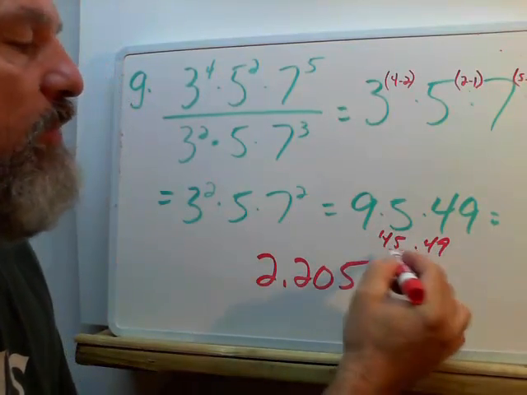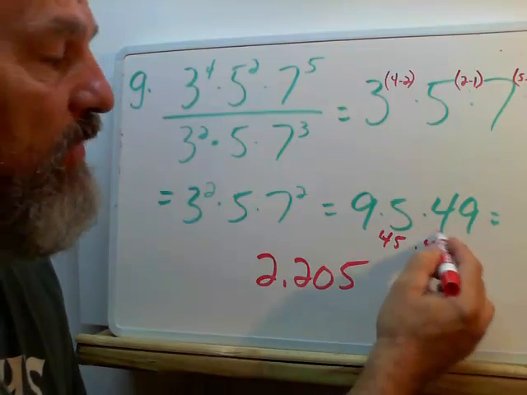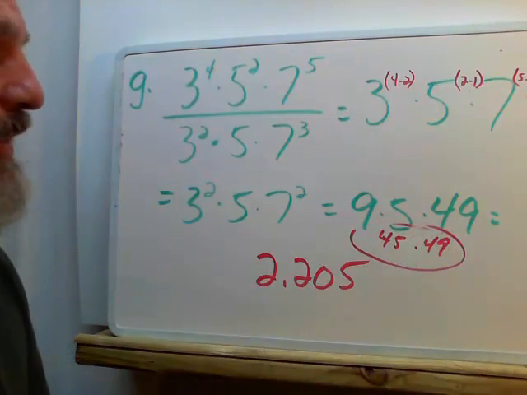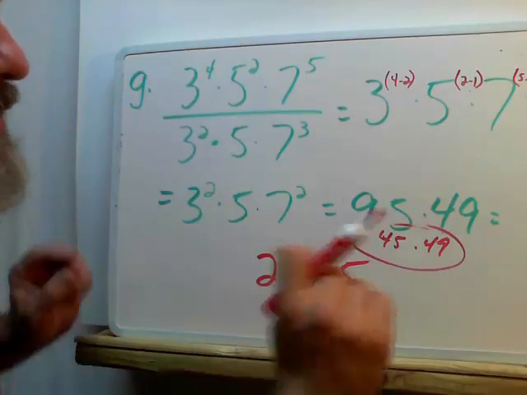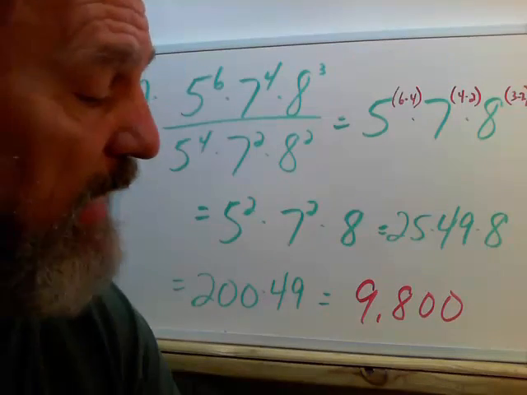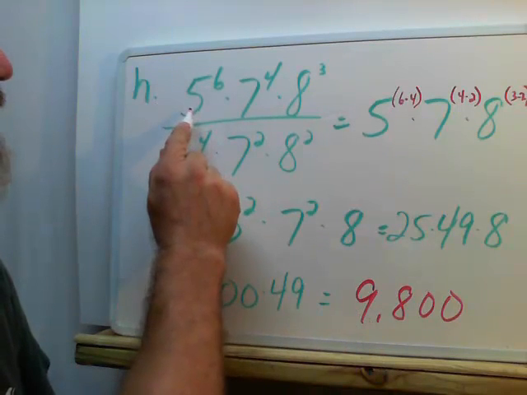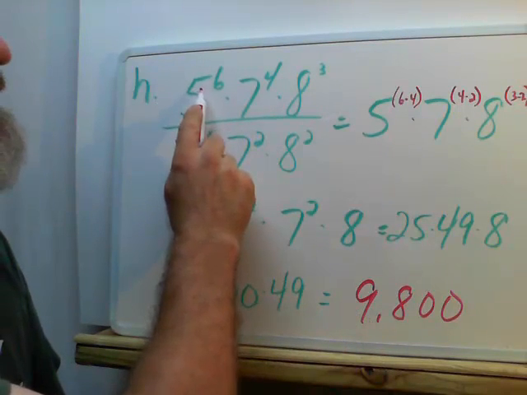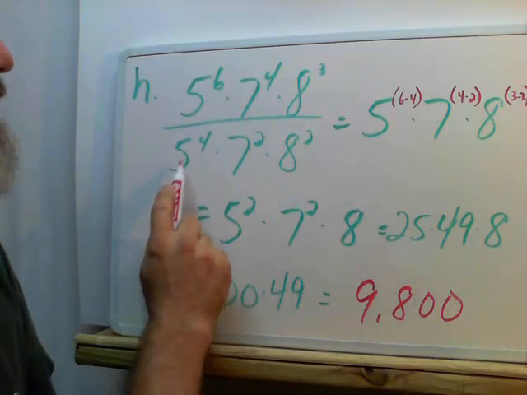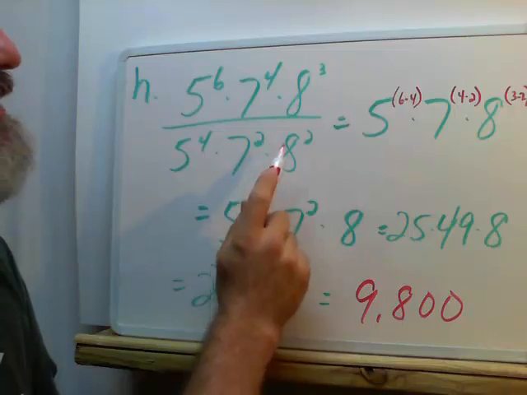You might have to put that in your calculator, but actually if you think about that in terms of 45 times 50, you might see a method to get an easy answer there in your head, and I'll show you in a couple of problems how you can do a lot bigger problems in your head than you think you can. This one, for example. Letter H. 5 to the 6th times 7 to the 4th times 8 to the 3rd, all divided by 5 to the 4th times 7 squared times 8 squared.